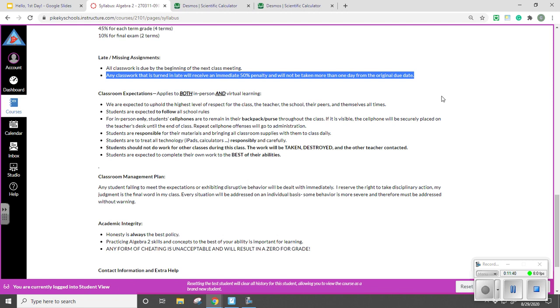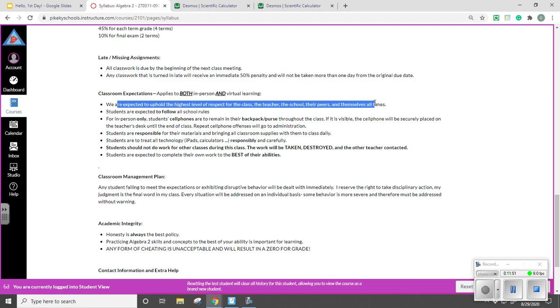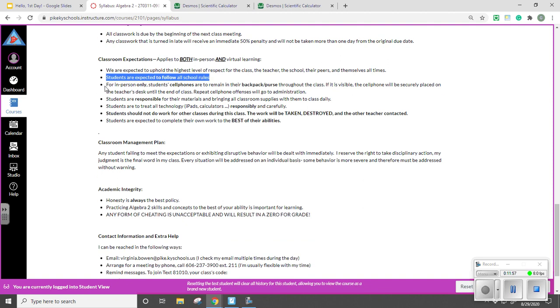Now, classroom expectations. It says this applies to both in-person and virtual learning. So just be certain that you are expected to uphold the highest level of respect at all times. You are to follow all the school rules. For in-person only, we'll just kind of briefly talk about this one. It's just to make sure you're focused during class and not distracted by any other technologies. It is your responsibility as a student for making sure you have your materials and having them with you every class day. You are to treat technologies responsibly and carefully. And while you're at home, please treat that technology with great responsibility.